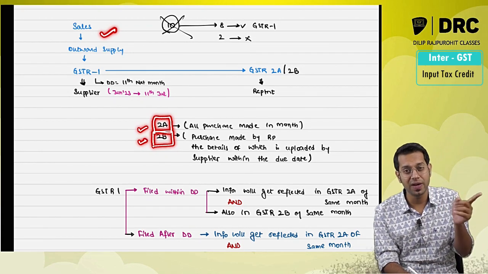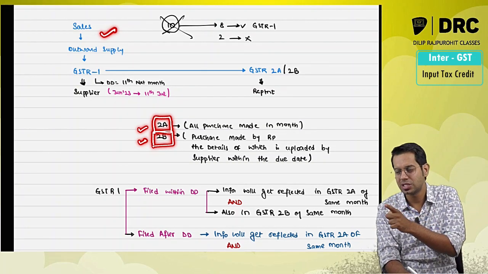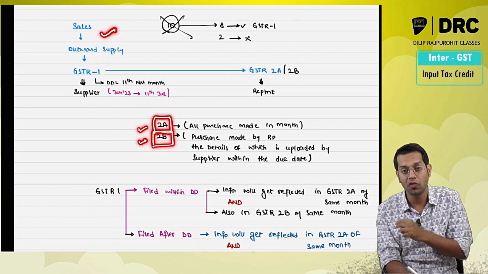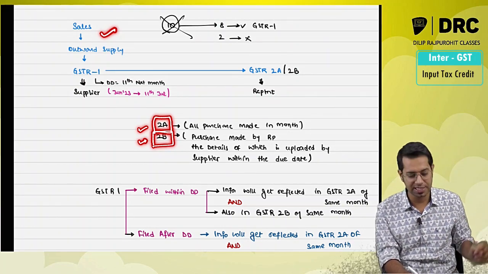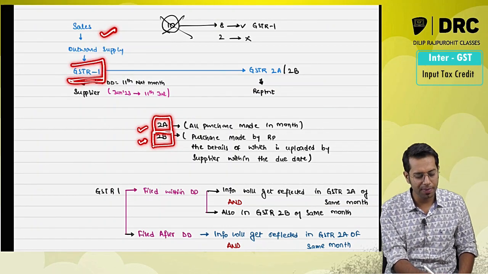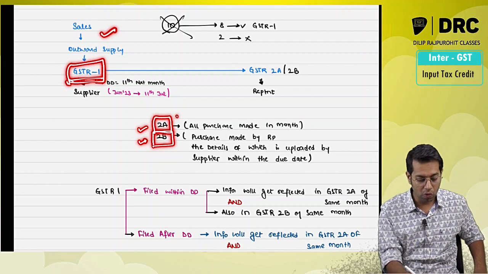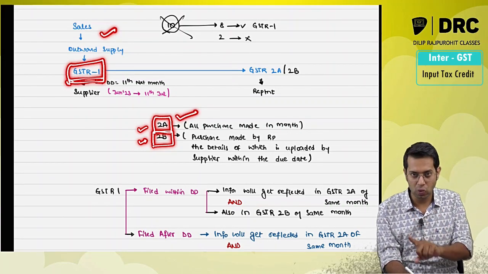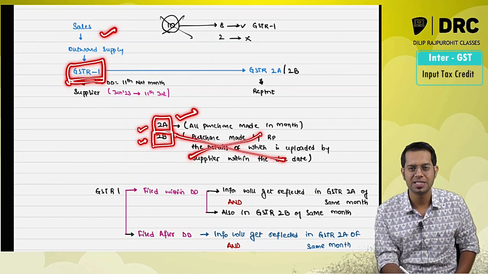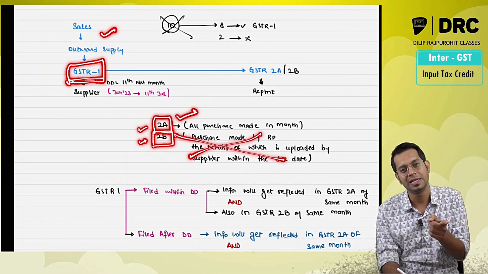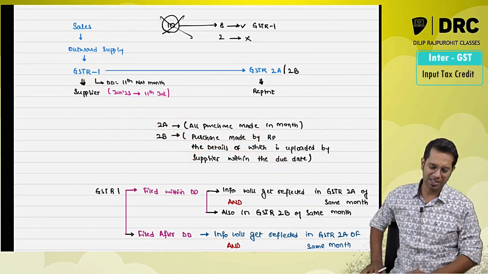If the supplier has filed the return within 11th of next month, it will go and sit in GSTR2A as well as GSTR2B of the recipient within the due date. But if the GSTR1 is not filed by the supplier within the due date, meaning he files it after 11th, then it will go and sit in GSTR2A of the recipient of that month, but it will not go and sit in GSTR2B of that month. It will go and sit in GSTR2B of the next month.